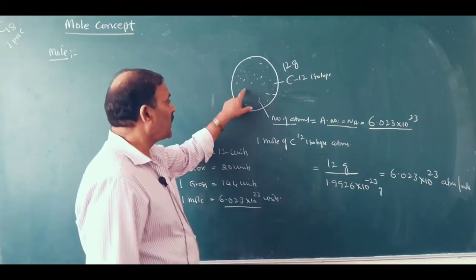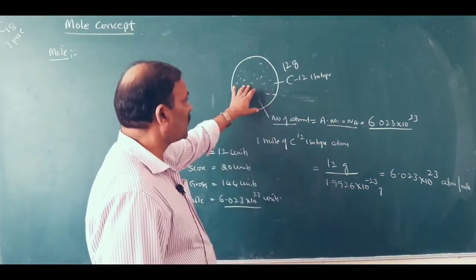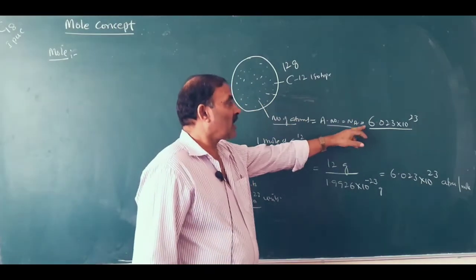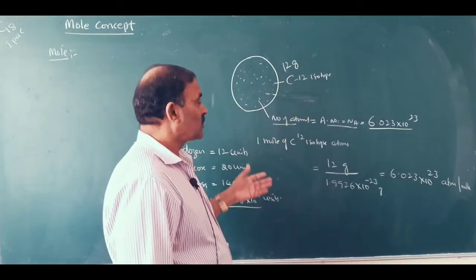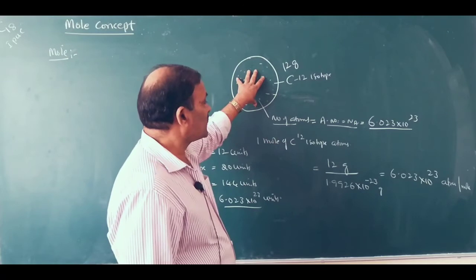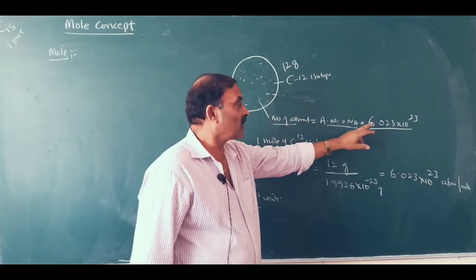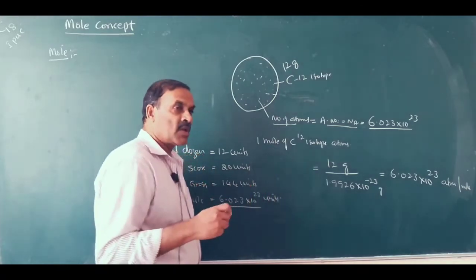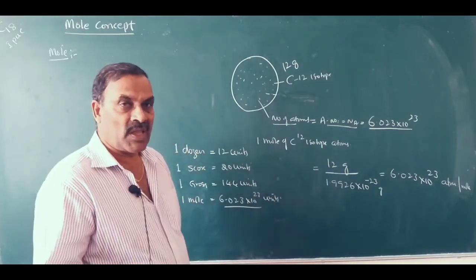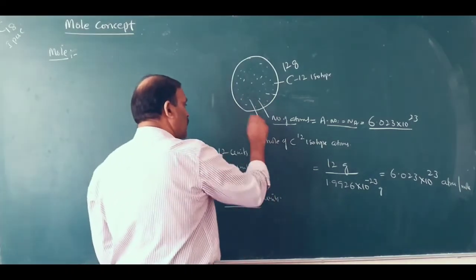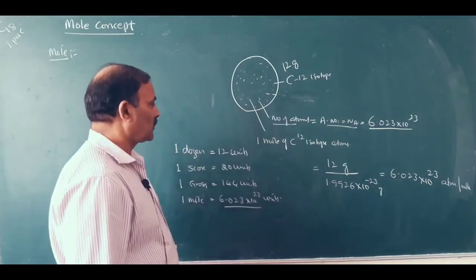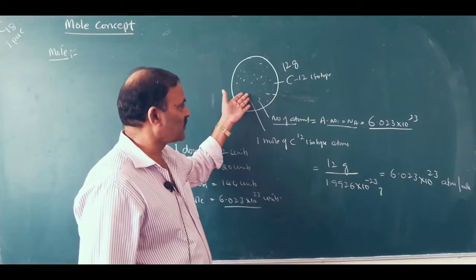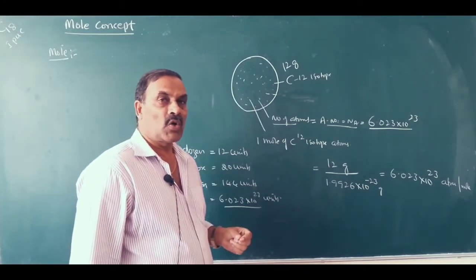Suppose how many atoms are there in exactly 12 gram of carbon 12 isotope? It is called Avogadro number of atoms. So the quantity of substance which contains Avogadro number of particles, may be atoms, may be molecules, or may be ions, is also called as 1 mole. 1 mole of carbon 12 isotope atoms.